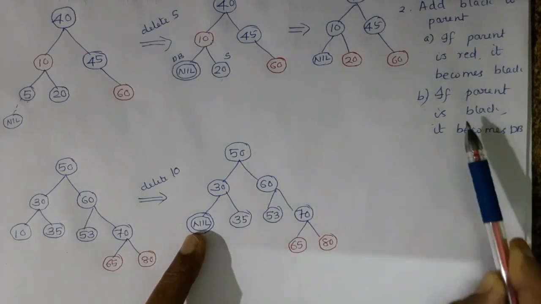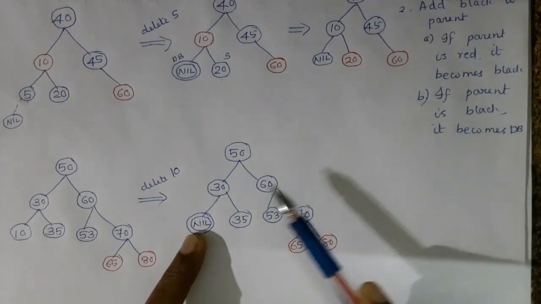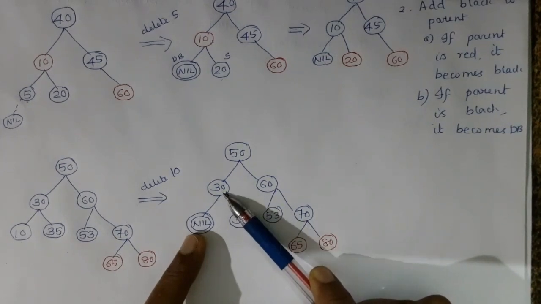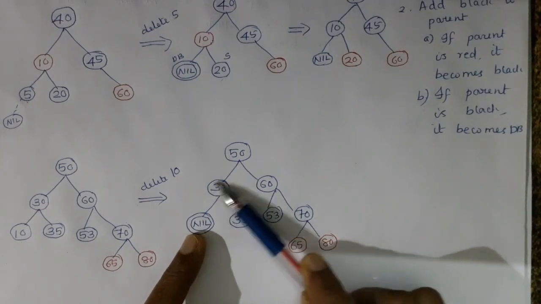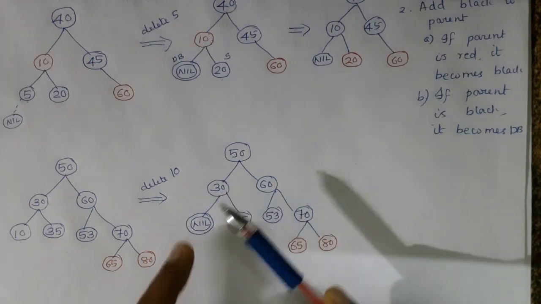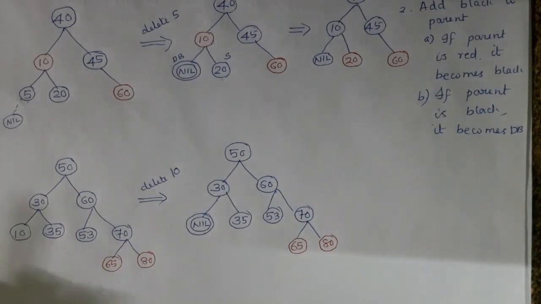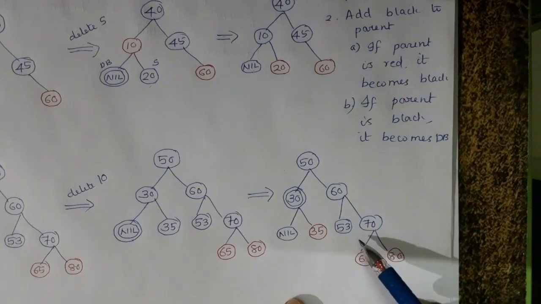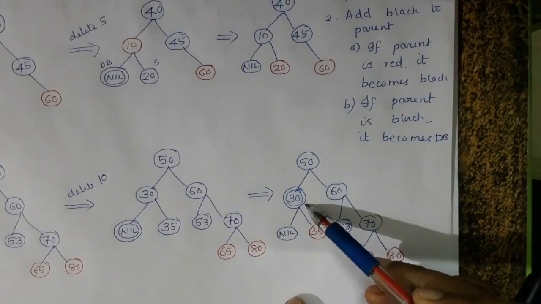Here parent is black node. That is the second case. Parent is black node. When we add black to the parent, it becomes double black. That means we recur the problem to the parent node. So after resolving the issue, the tree is like this. So here parent becomes double black.